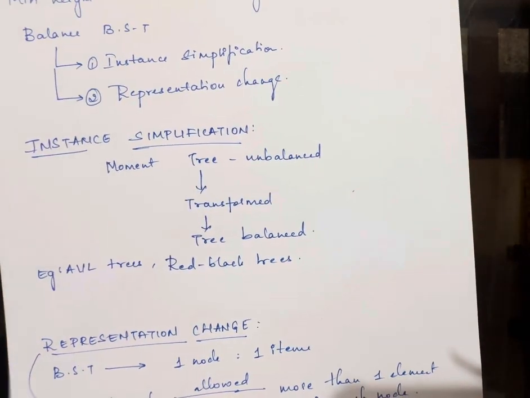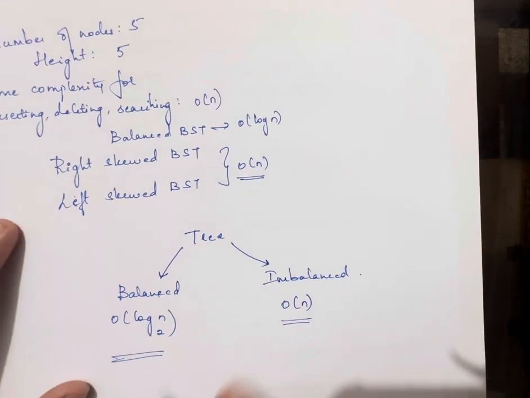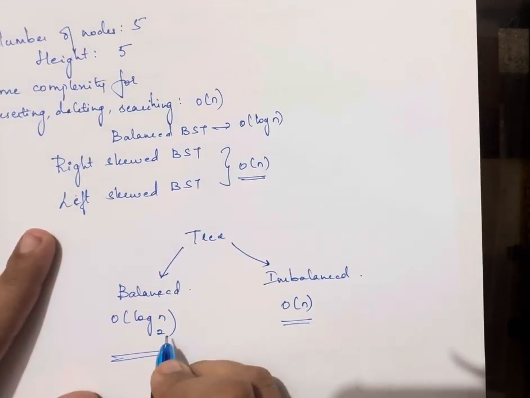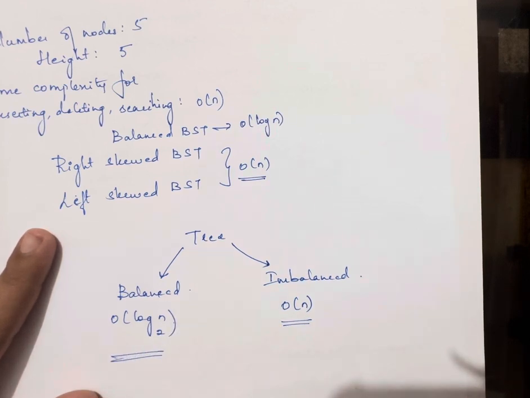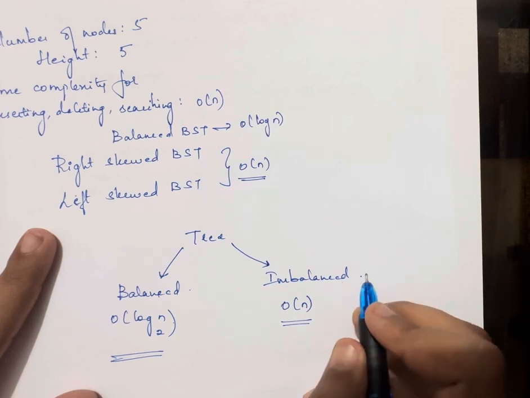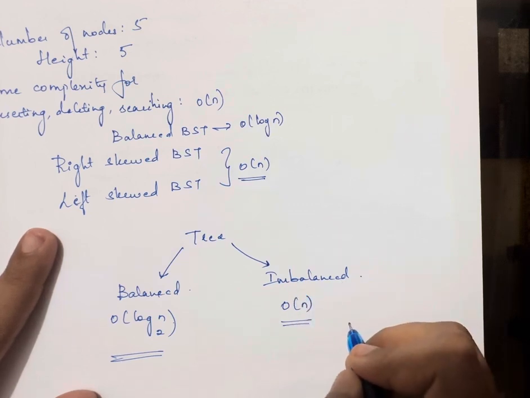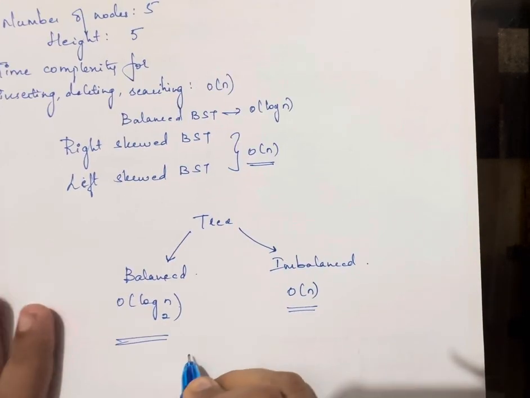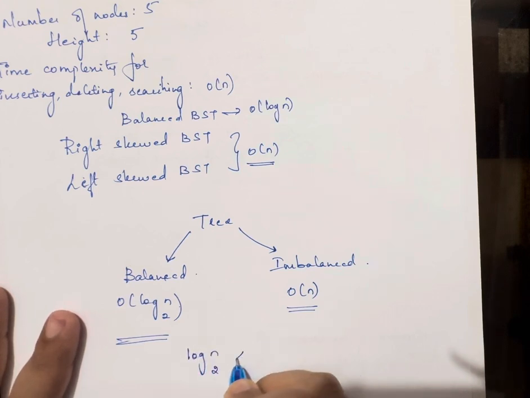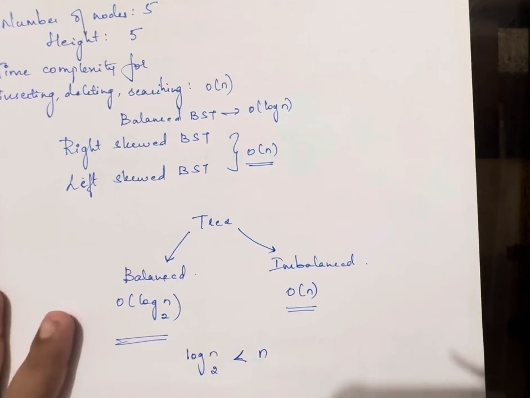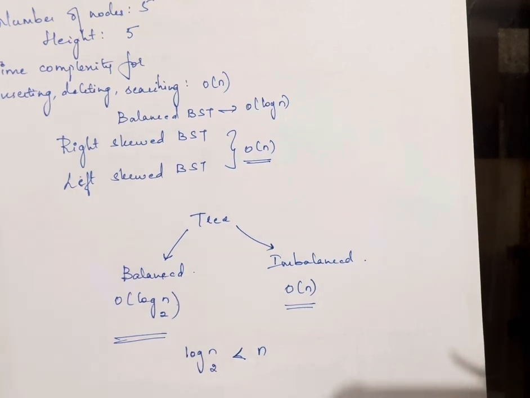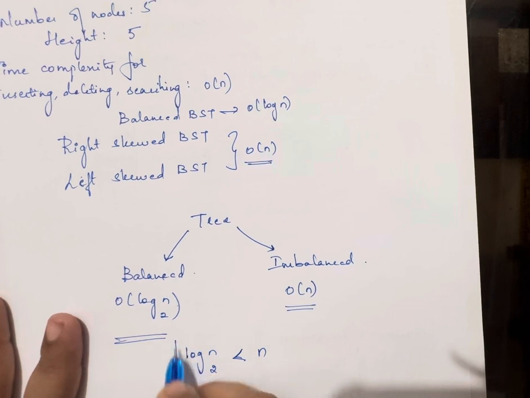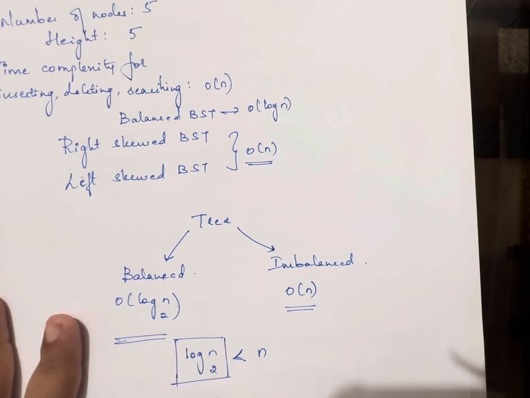So as we've seen, if we have a balanced binary search tree, then the time complexity for insertion, deletion and searching is big O of log n to the base 2. And if it is imbalanced, either left skewed or right skewed, then the time taken is big O of n. If we know the time complexities, then we'll know that log n to the base 2 is much smaller than n. And for any algorithm, we will want the time complexity to be less. So we will want to balance a particular tree and achieve a lower time complexity.